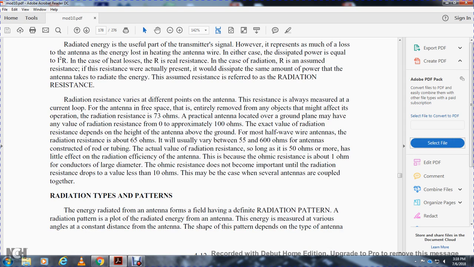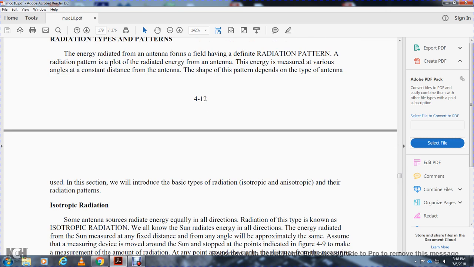Radiation patterns. Energy radiated from the antenna forms a field, and the radiation pattern is the definition of that field. A radiation pattern is a plot of the radiated energy from the antenna. The energy is measured at various angles at a constant distance from the antenna. The shape of the pattern depends on the type of antenna.